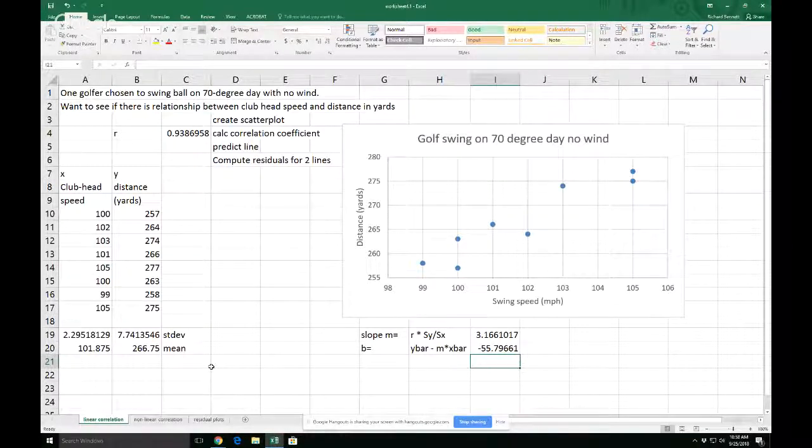So I got negative 55.7966. Now that I have those two values, I want to plug them into the y equals mx plus b equation, which is y equals 3.166 times x, you'll keep x as the variable, minus 55.79661. Okay?